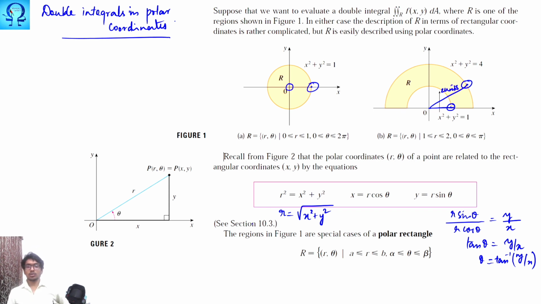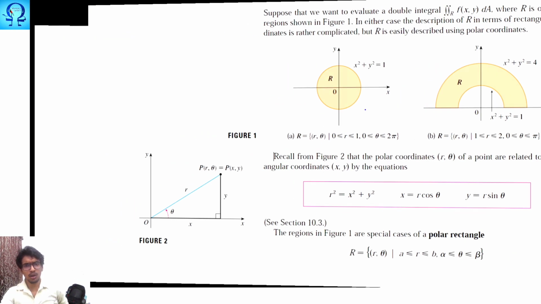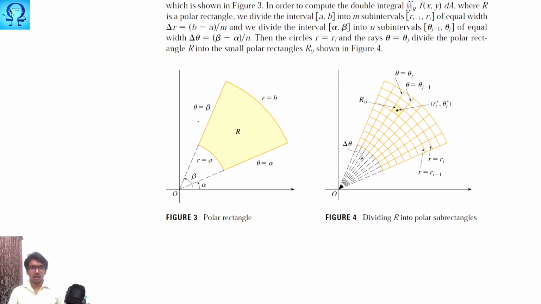So these regions are special forms of a polar rectangle. Let us see what we mean by a polar rectangle. A rectangle of this form. In figure 3, what we have is a polar rectangle. How to find the area of this polar rectangle? That we are going to see for sure. Now hope you have the idea of what polar rectangles are, right? Here your theta varies from alpha to beta, and your r varies from a to b.